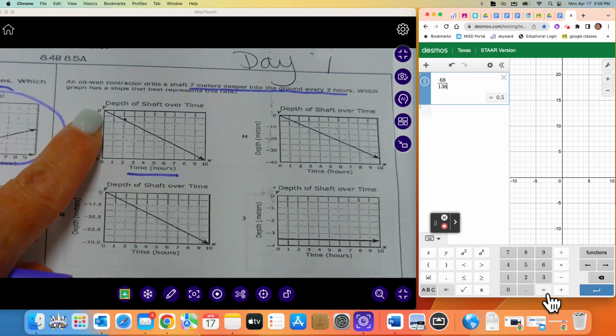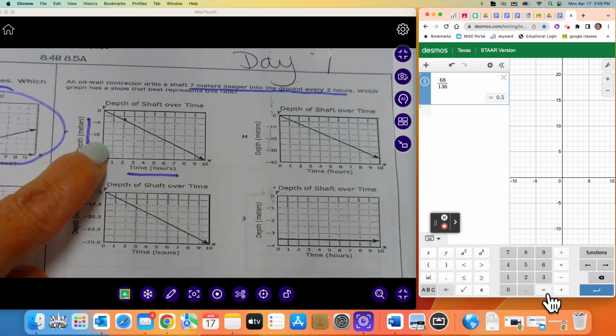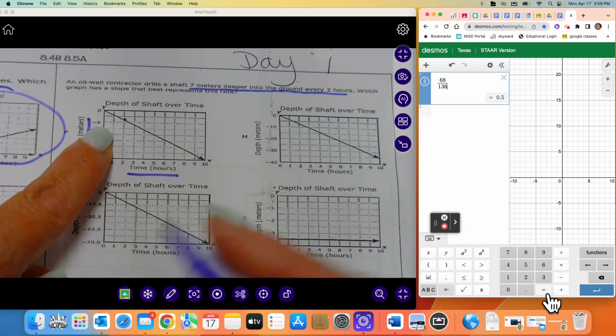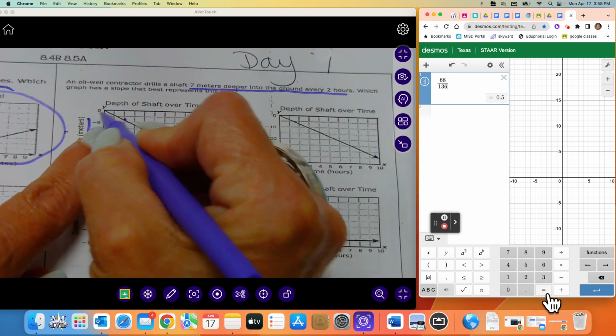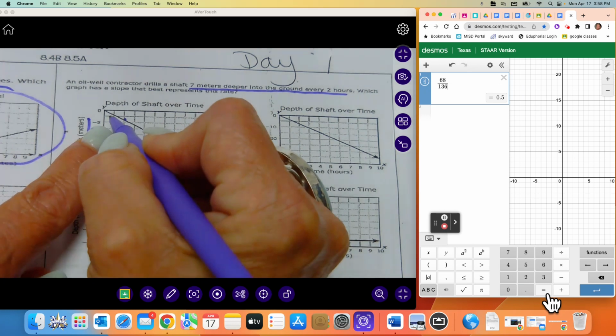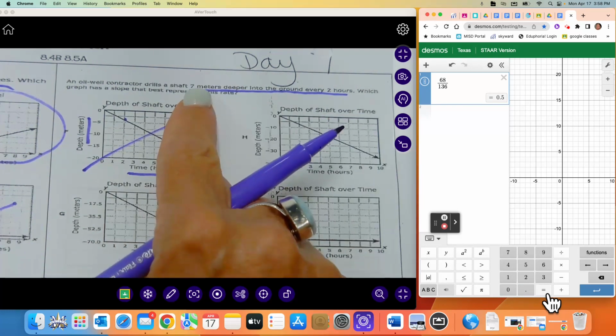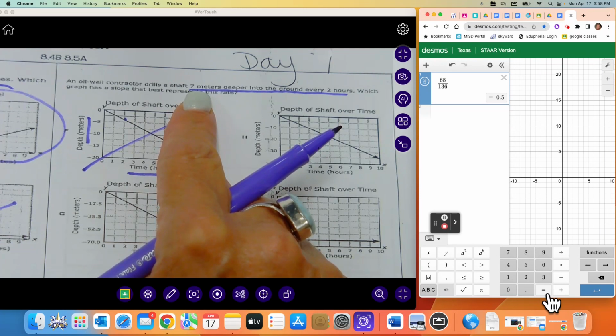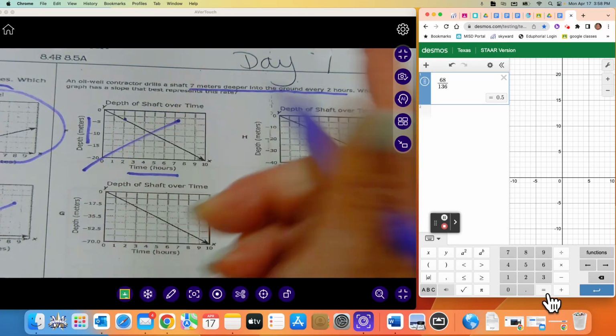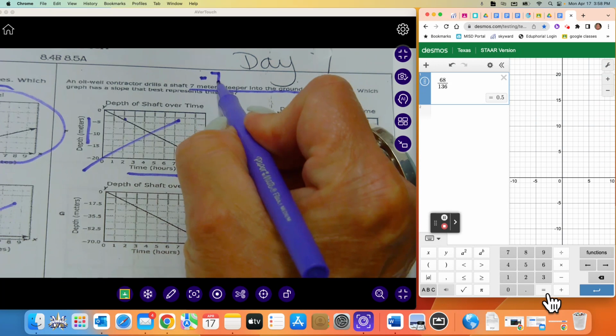But if you notice, this is at 0, -5, -10. So in between 0 and -5 is not 7. This is at -2.5. So that's going to be between -2.5 and -5. So we know it's not this one. And I know this isn't saying at -7, but it's saying 7 meters deeper. So that tells me it's going to be at -7.